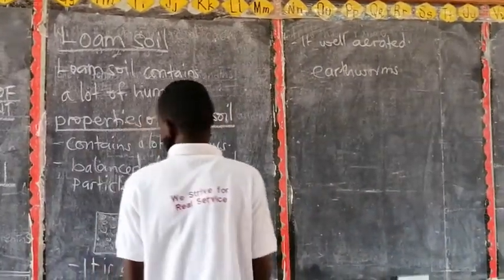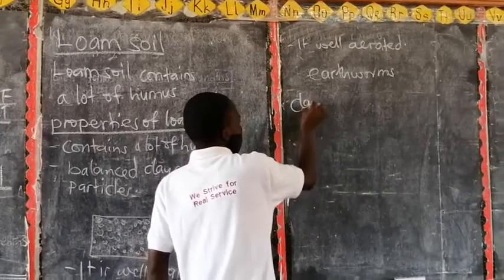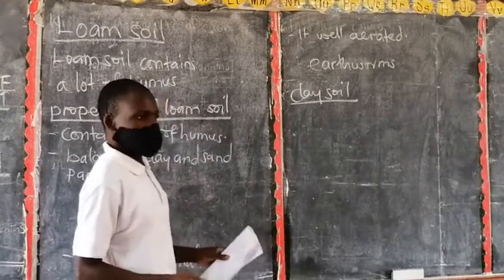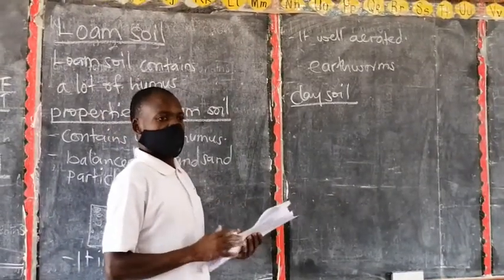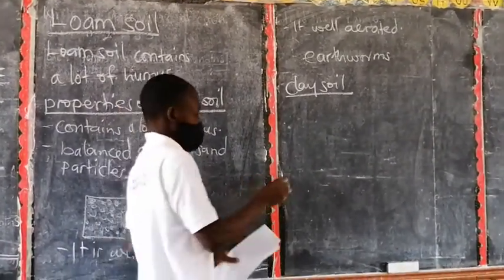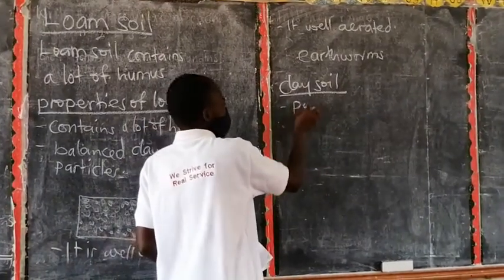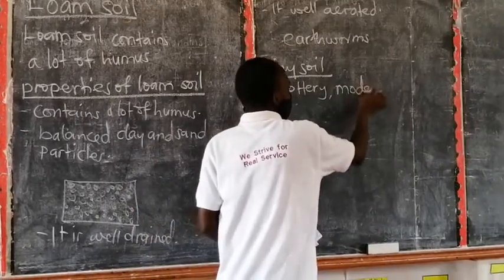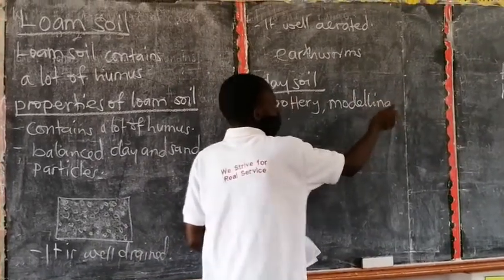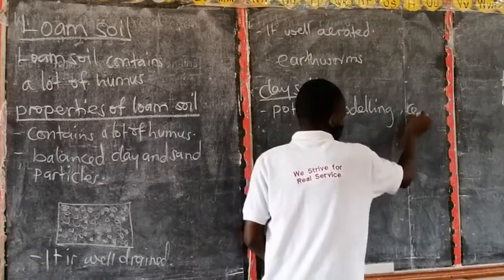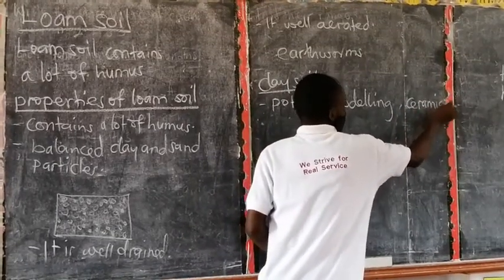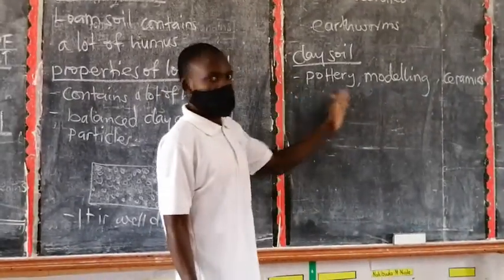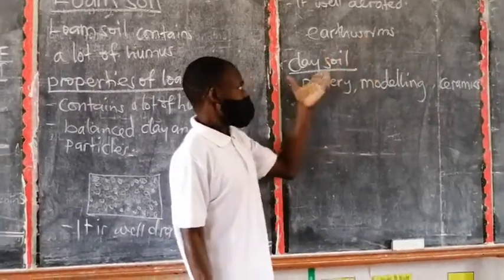Then we have another type of soil called clay soil. With clay soil, first of all, we always use clay soil for pottery or modeling. We can also use it for making ceramics or craft materials. These materials are made from clay.